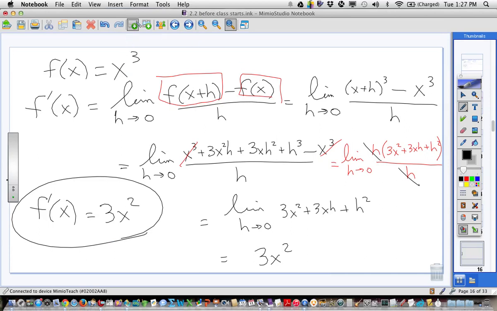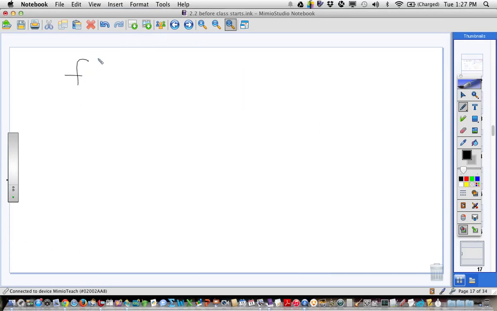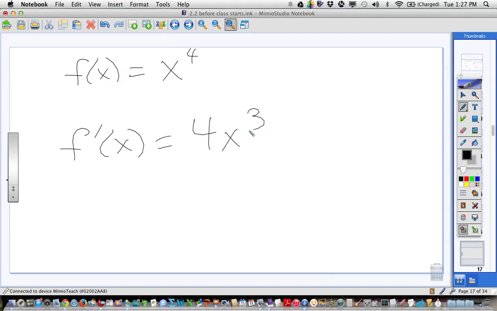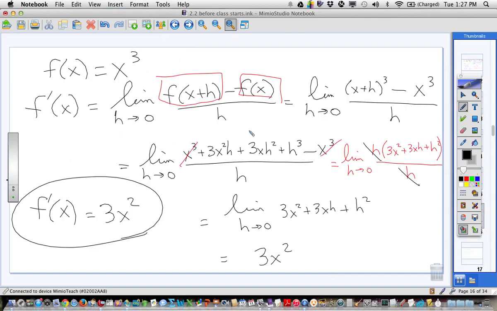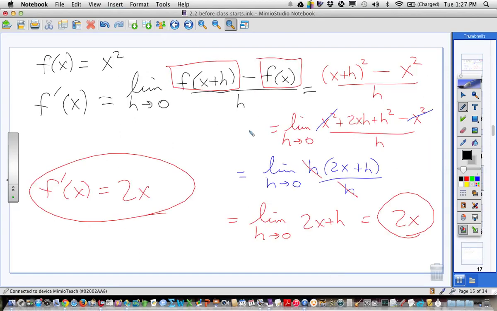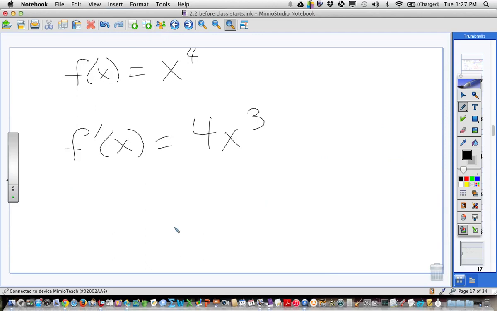Now, you say, well, where would this end? Well, I'm hoping some of you see it already. If not, we're going to have to go through this. If I tell you that f of x is x to the 4th, can you tell me f prime? Did you see that pattern? Did that pattern hold back here? Yes, it did. That's pretty cool.